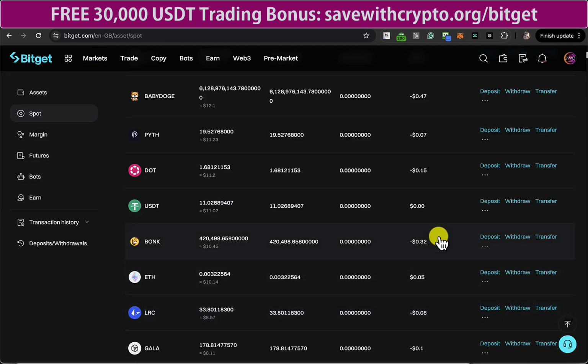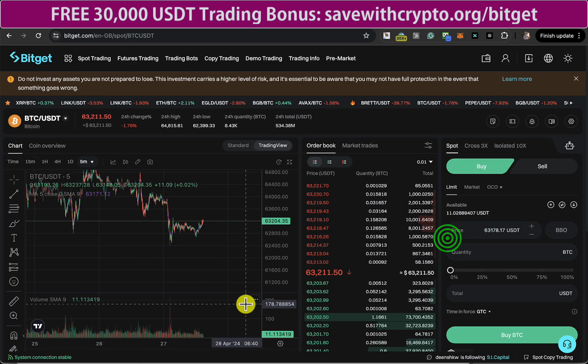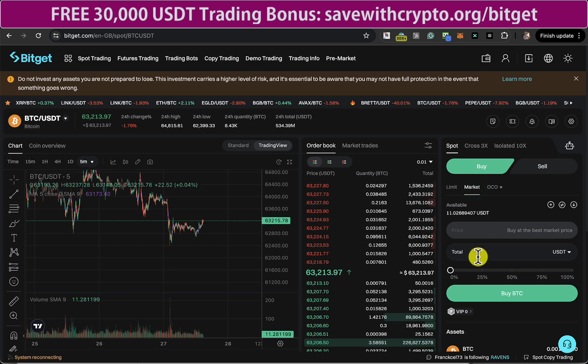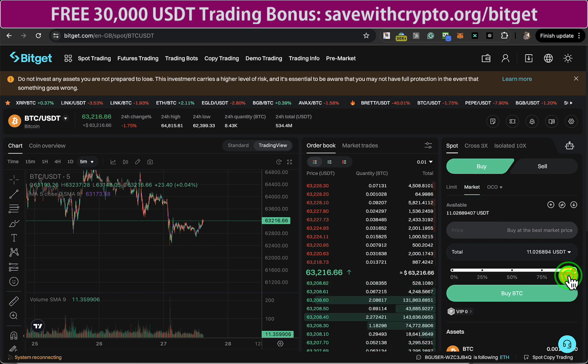So you can always get there by going to here. And in fact, it'll be these three dots here, and then go trade. Now, what you could do here is you could just do a market buy, and you'd just go market, and then you'd say, use all my USDT.